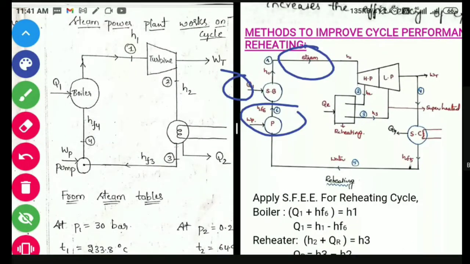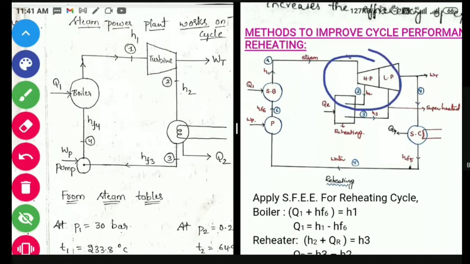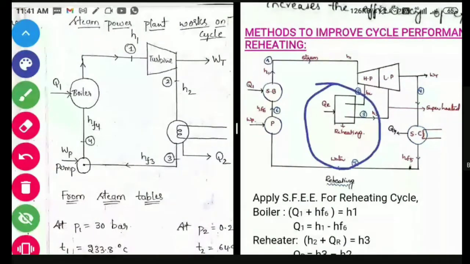But here we have two stages. The steam first enters the high pressure stage. From that high pressure stage, the expanded steam enters the reheater. Automatically some power is produced in the high pressure stage.